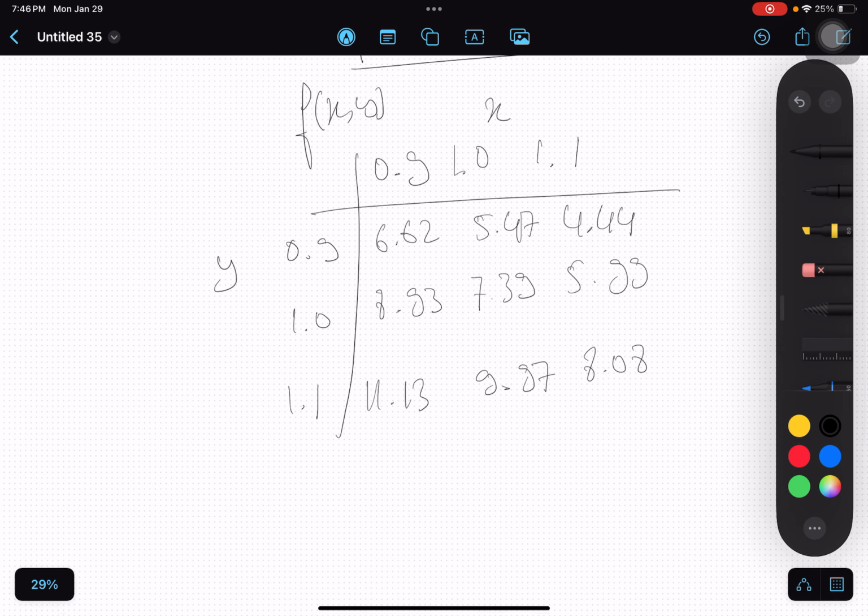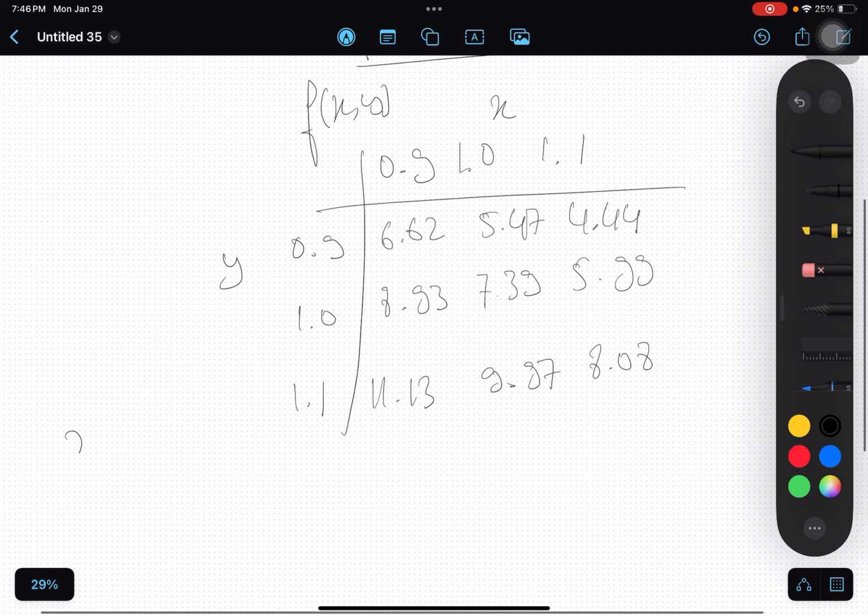So let's say we're interested in studying the slope of the function f of x,y in the x direction. This is going to be equal to ∂f over ∂x, which is approximately equal to a small change in f over a small change in x at a specific point. So let's say the point (1, 1).